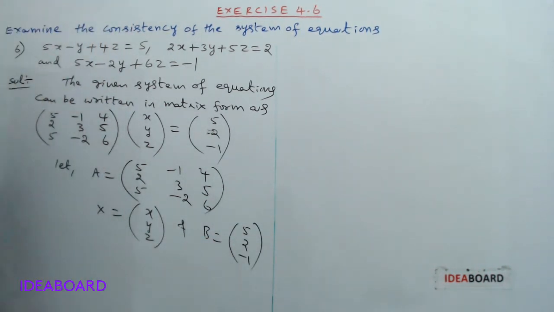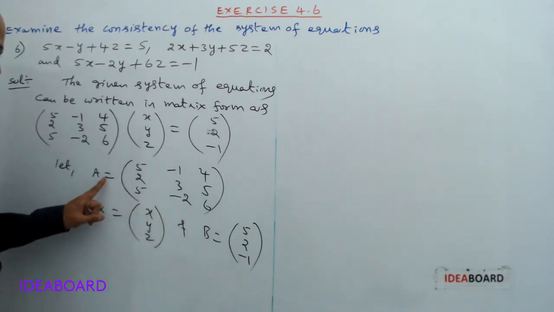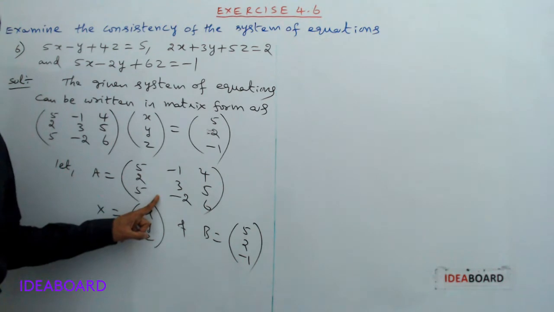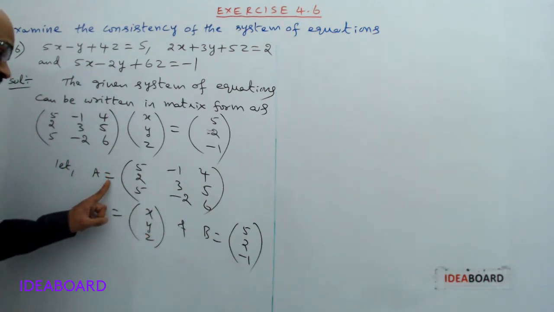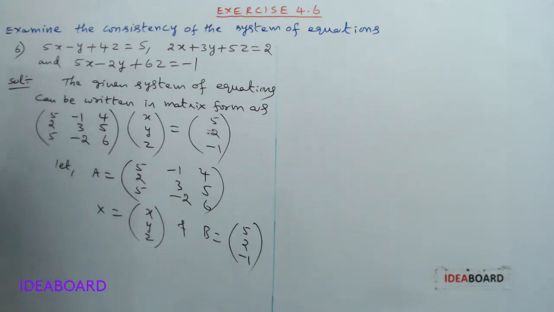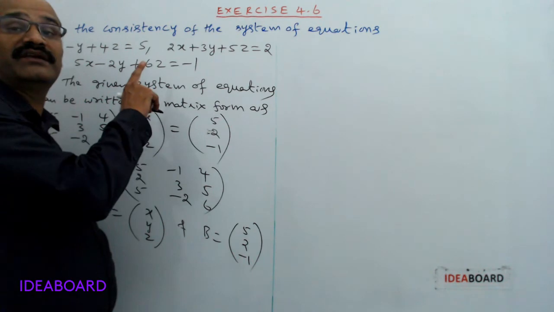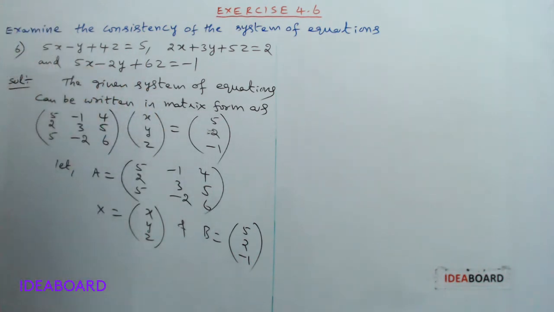Now we have to verify whether A is a singular matrix or non-singular matrix. If A is a non-singular matrix, then we say that the given system of equations has a unique solution. If they have a unique solution, then we say that the given system of equations is consistent.